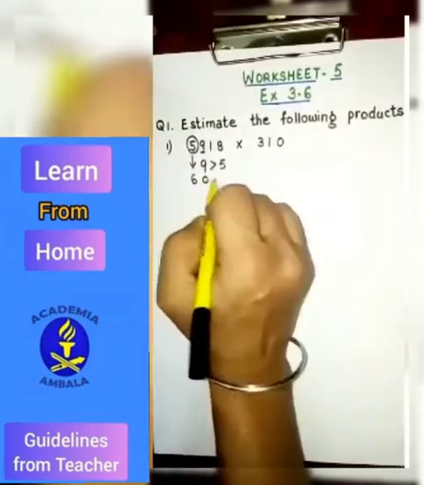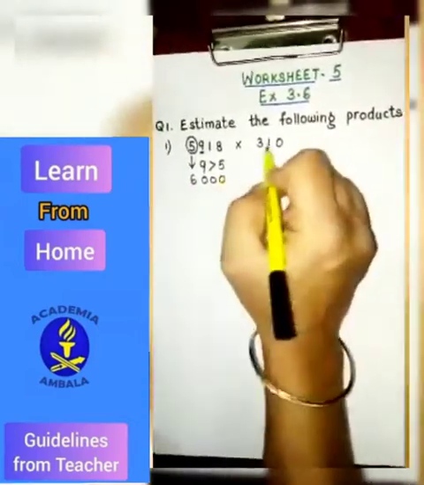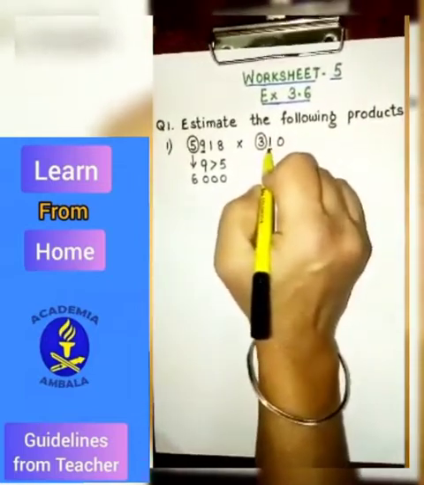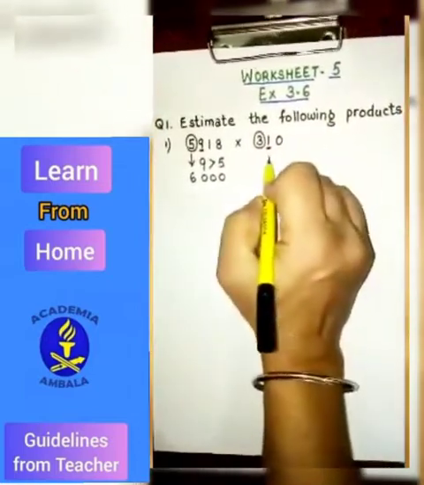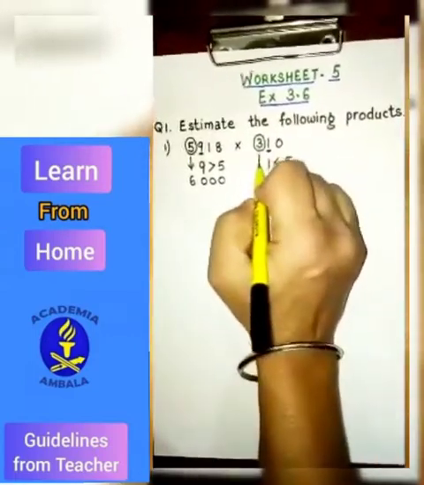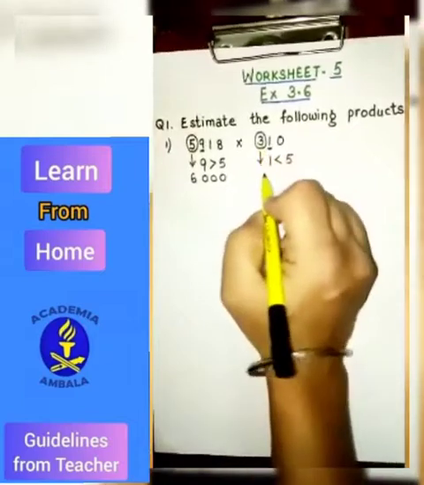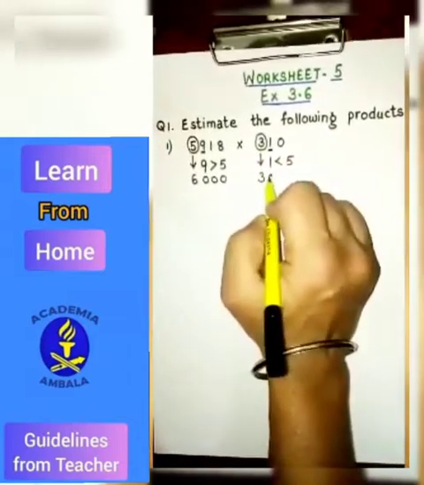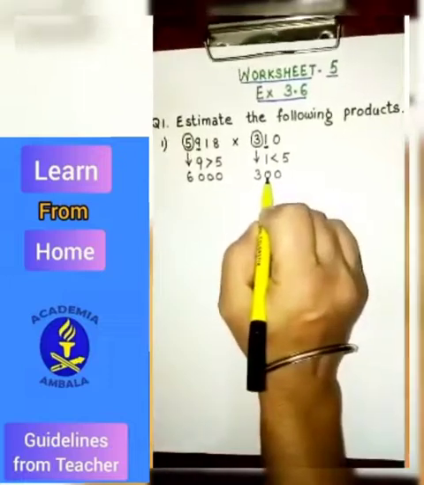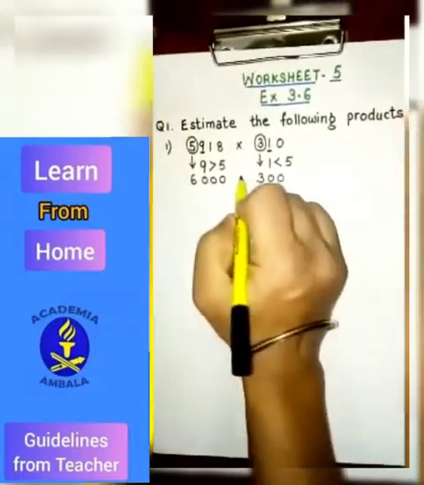So this becomes 6000. Over here the first digit is 3. The next digit to it is 1. And 1 is smaller than 5. So when we have to do the estimation, this digit remains the same. It is 300 because there are two digits after this. So we are adding 2 zeros after this.